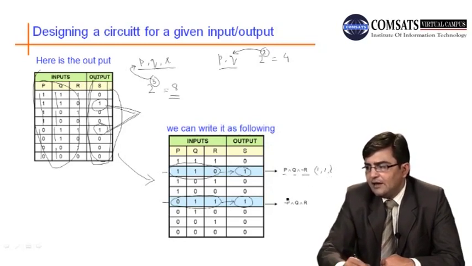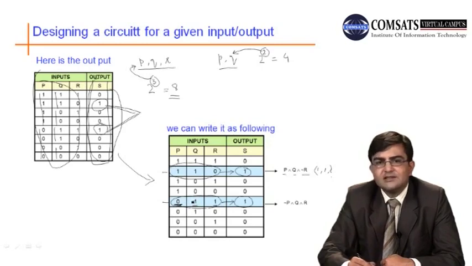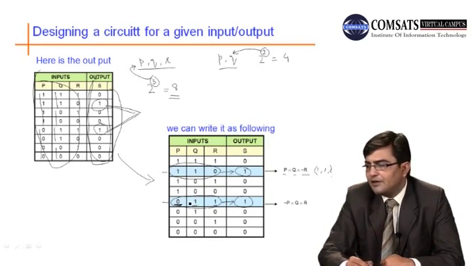For the second, here we have 0, here we have 1, here we have 1. How do we connect them? For 0 we write not P, and we connect them using the conjunction operator: not P and Q and R. This corresponds to input 0, 1, 1, and we have this output 1.